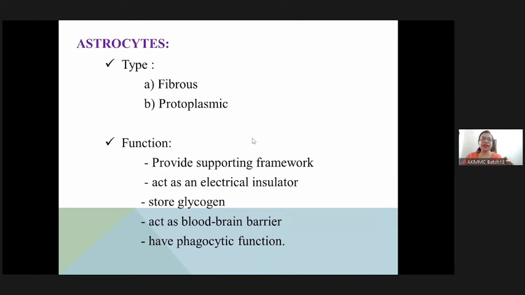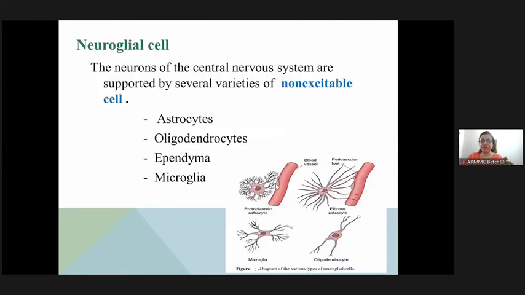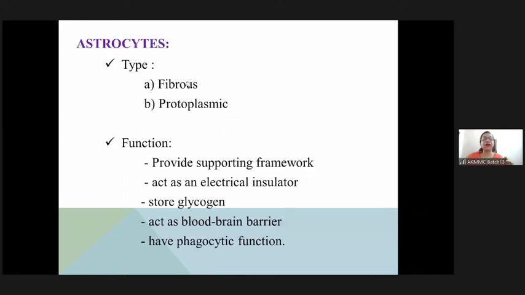Astrocyte. We'll find two types of astrocyte in the central nervous system. One is protoplasmic astrocyte, where the amount of cytoplasm is maximum. And this is fibrous astrocyte. Okay. So what are the types of astrocyte? There are two types: one is fibrous, another one is protoplasmic. What is the function of this astrocyte?